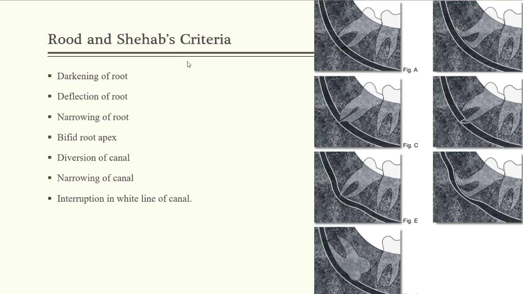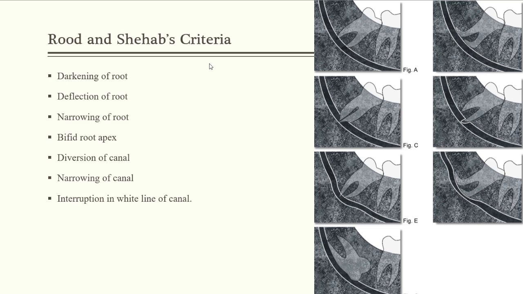Now, the Rood and Shehab's criteria. They found that we need to understand something. Some teeth are very close to the ID nerve. If we see these signs on the panoramic X-ray, we need to be careful, order a CBCT, and then we can decide if we need to extract or go for coronectomy. Now, Rood and Shehab's criteria include 7 signs, 4 to the root and 3 to the canal.